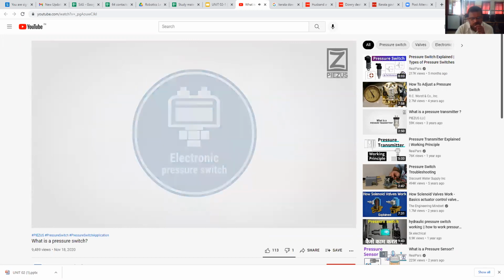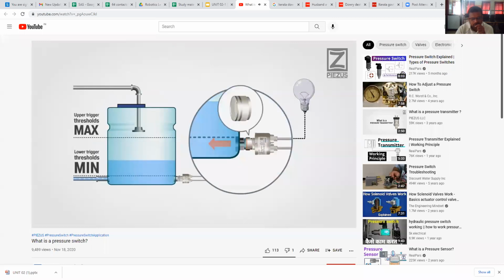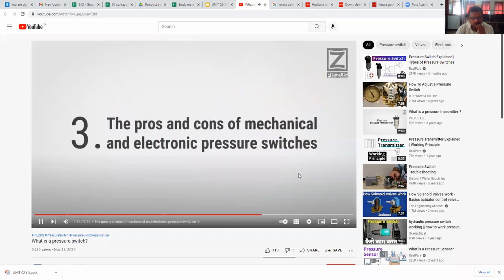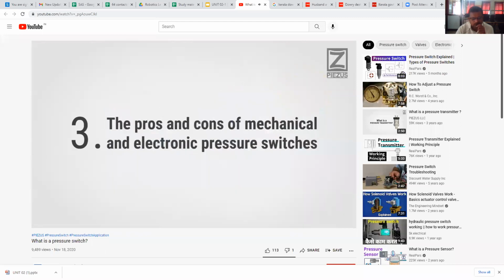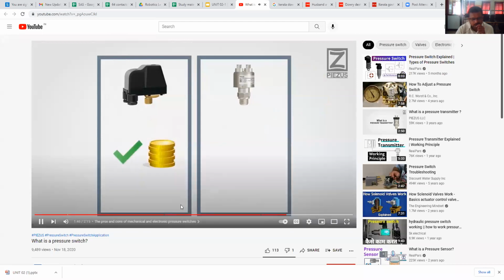Electronic pressure switch. An electronic pressure switch is based on a pressure sensor element, electronic board that ensures precise switching thresholds and a virtually wear-free solid-state relay to switch the load. The pros and cons of mechanical and electronic pressure switches. Mechanical switch is usually the cheapest solution. Electronic pressure switches are normally more accurate and reliable than the mechanical ones.